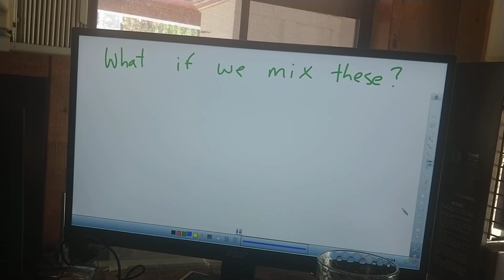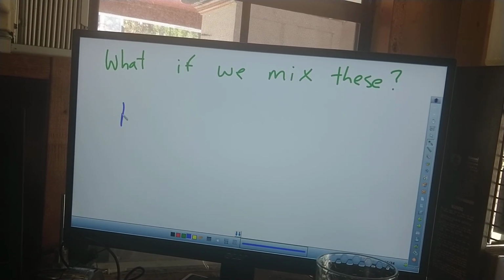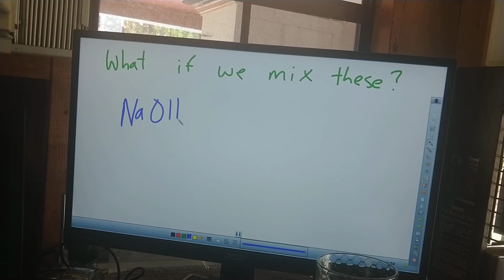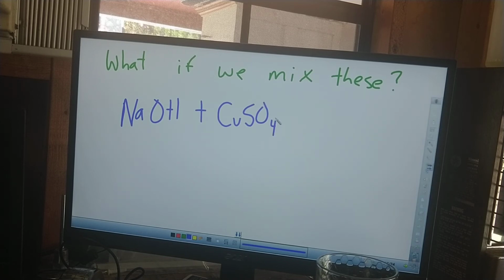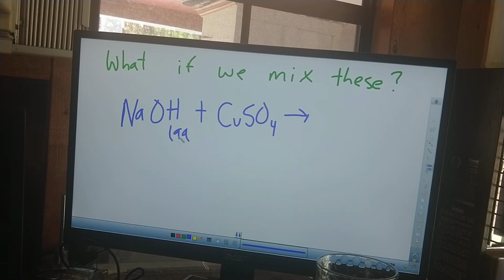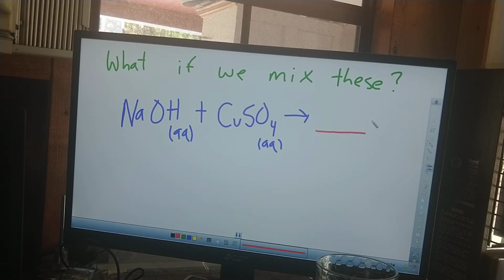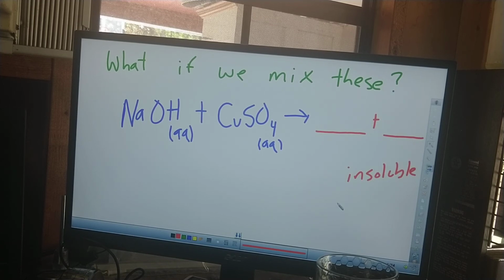Here's what I want you to think about for tomorrow. What if I mix sodium hydroxide with the same copper sulfate we were using? This is aqueous. It's a little sodium hydroxide test tube of clear liquid. Here's my copper sulfate clear blue liquid. I'm going to mix those, and I wonder if the two things that we'll make will produce anything that is insoluble. If they do, then we'll produce something cool in the water, and we'll actually have a chemical reaction. So tune in tomorrow for that.